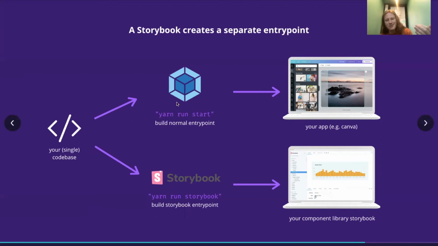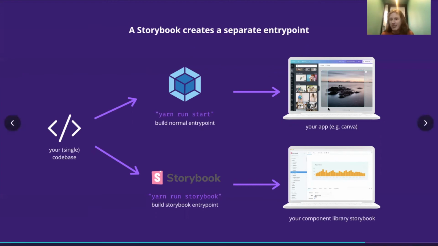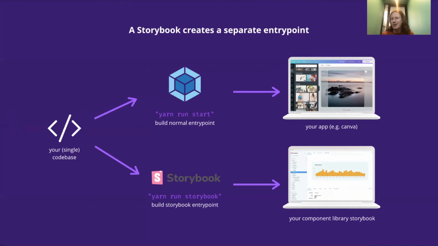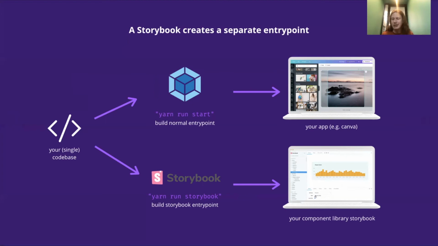Then if we go at the top, we have our normal entry point. So that might be, we run yarn run start, yarn run build, whatever. And that builds your app, like for instance, Canva, great app. Then we have a different entry point. So it's using the same code, but instead we use yarn run storybook, and it builds a different set of files. So instead, it won't build all the normal files, it'll build different files. So it's building basically a different app, and it builds your component library, and then you can see the demo page, and you can see all the components in one spot and develop more quickly.